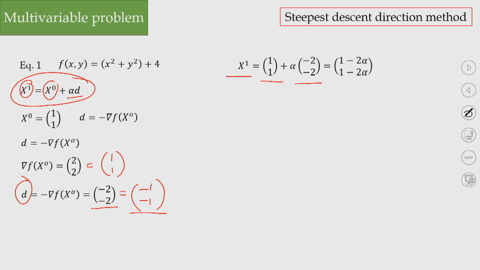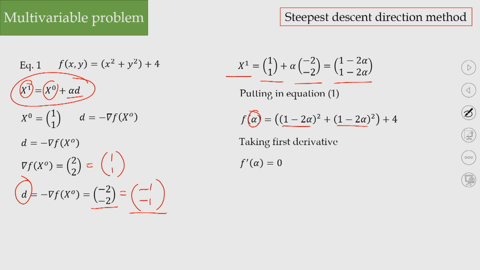So, d in this case is minus 2, minus 2. So, I am getting 1 minus twice alpha, 1 minus twice alpha, that means x equal to 1 minus twice alpha, y equal to 1 minus twice alpha. Put in equation 1, and so you are getting this is x square, this is y square plus 4.